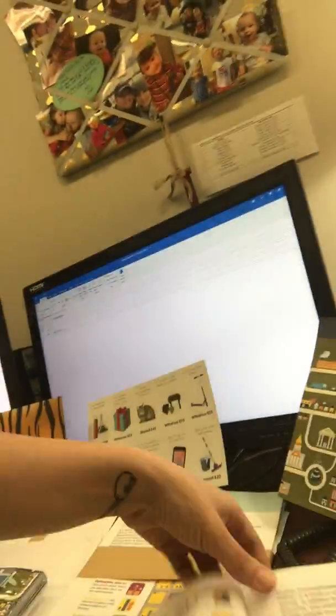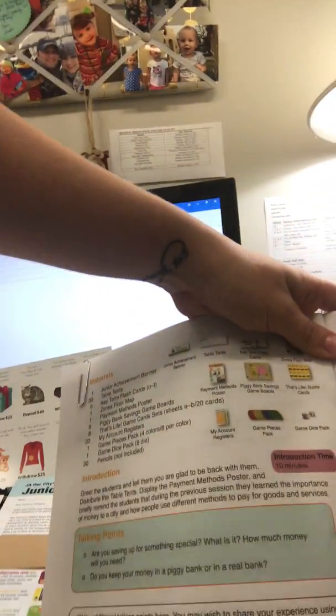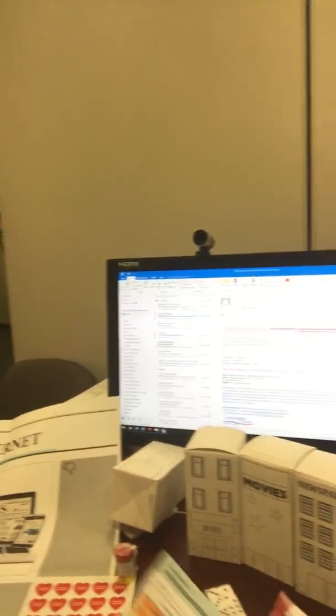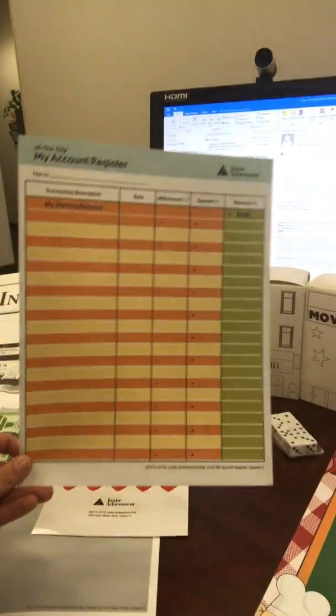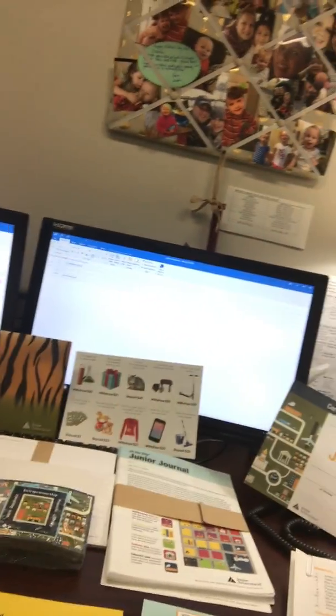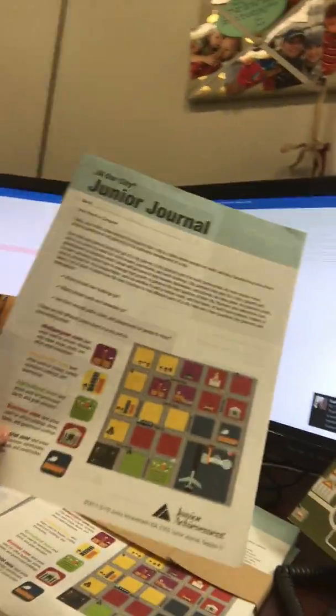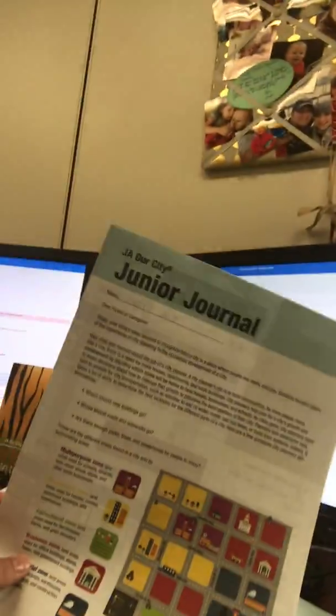In this lesson, you'll see there are going to be some games that you'll play, and students learn how to manage a check register. I have some of my materials laid out here on my desk, so you can see the account register and checks, deposit slips, writing business plans. And this is their Junior Journal, which is where they will take down notes and answer questions based on the information that you teach them.